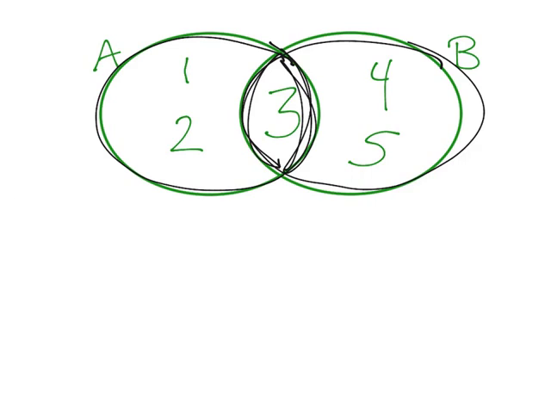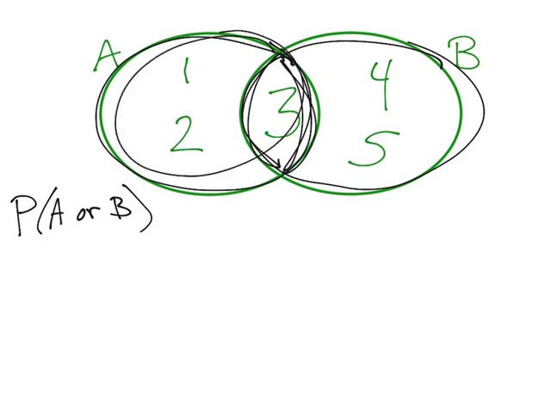So if we think about the probability of A or B, right? Generally, we think, okay, with OR probabilities, we add. But if we add this plus this, we have now counted the 3 twice. So we always talk about subtracting the overlap.